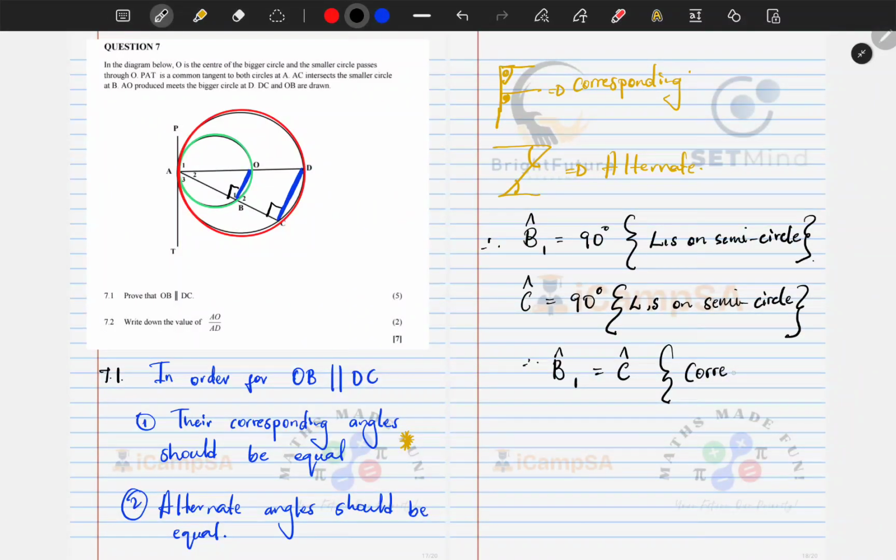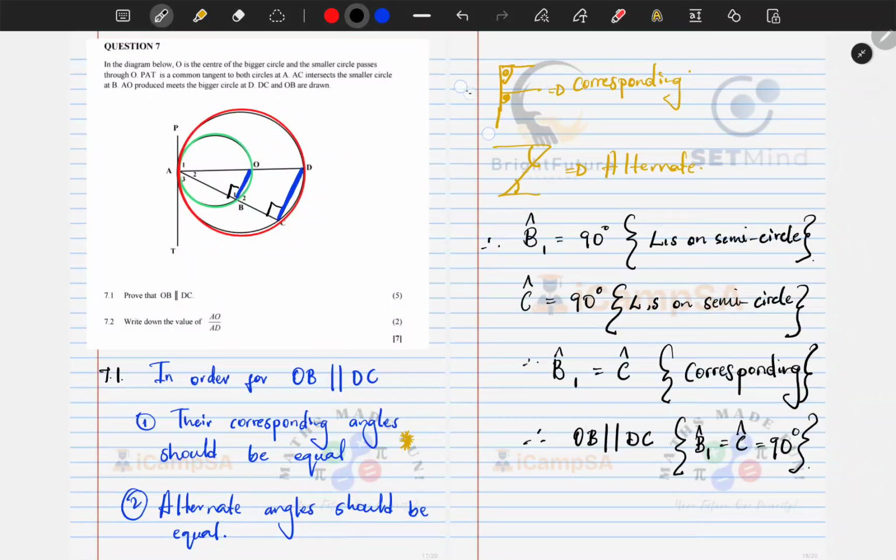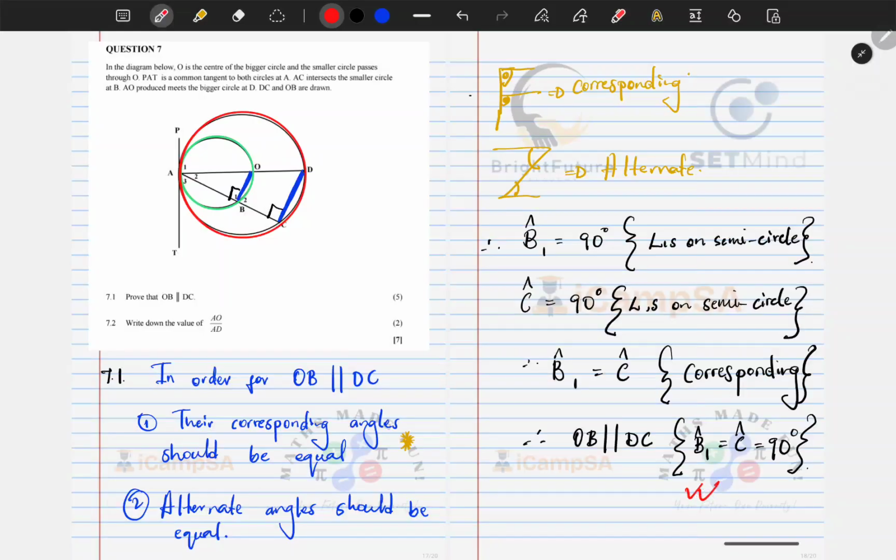So they form an F shape, corresponding. And therefore we can conclude that OB is indeed perpendicular to DC. Why? Because your corresponding angles are equal, which is B1 equals C equals 90 degrees. Right, so we can just end it here.